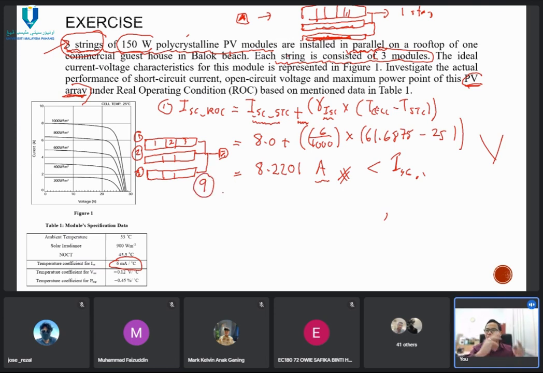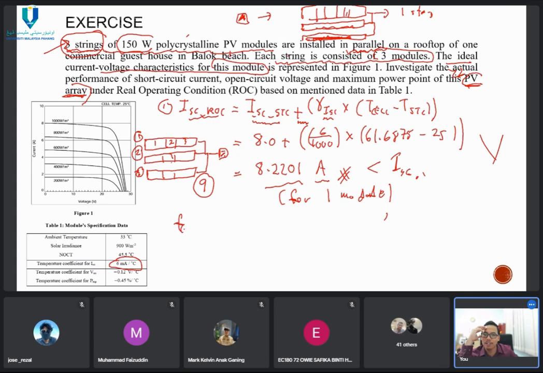However, let's go back to the question. The ISC at ROC value is actually for one module. That is why I gave you the ideal current-voltage characteristic for this module, at STC condition, referring to only one module. But what we are going to solve is the PV array itself, not the single module.